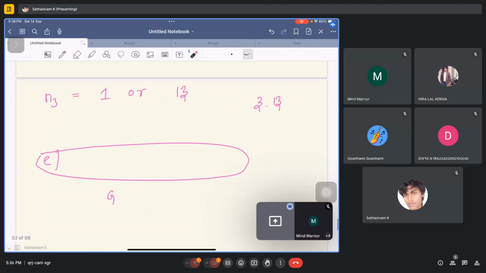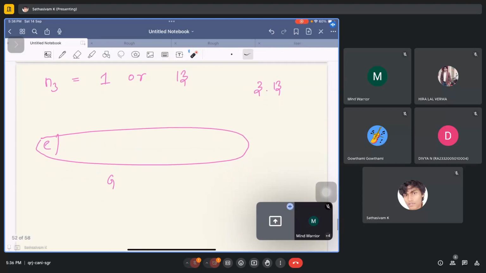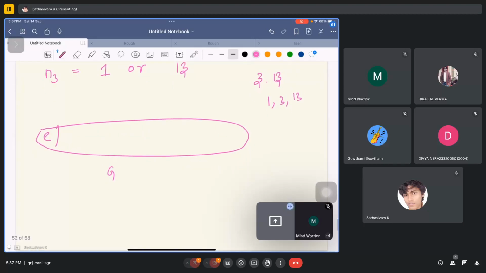Okay, but we have some other classification, so we can, without loss of generality, assume that this group is not cyclic. If you assume it is not cyclic, then the only possible orders are 1, 3, 13. These are the only possible orders. But what we have is N13 is 1. Again, N13 is a cyclic group, and there is only one subgroup of order 13. In that subgroup of order 13, other than the identity, there are 12 elements. What are these elements? These are elements of order 13. This is, of course, the identity, the order 1 element.